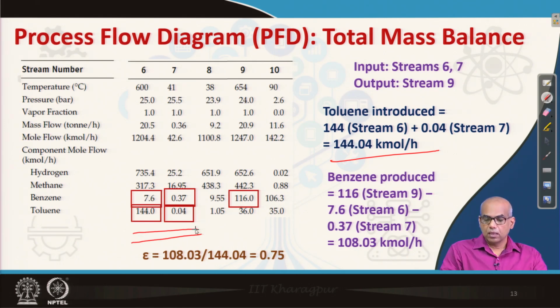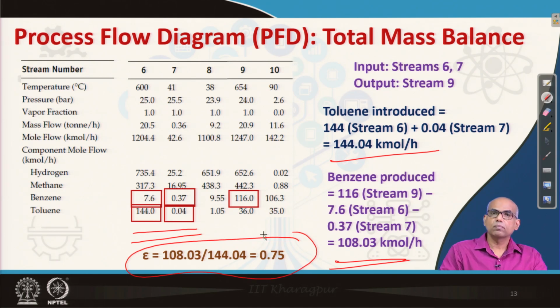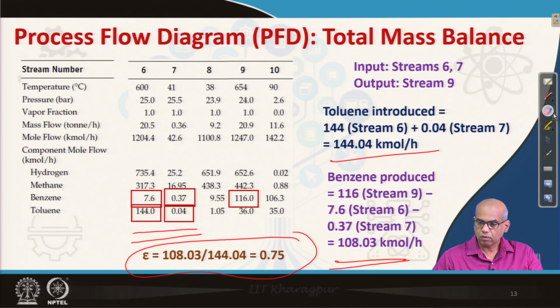Similarly, compute the benzene produced, which will be benzene that goes with stream number 9 minus benzene in stream number 6 and benzene in stream number 7. So, that will give you 108.3 kilomole per hour. Thus their ratio will give you the conversion. So, this way you can compute the conversion.